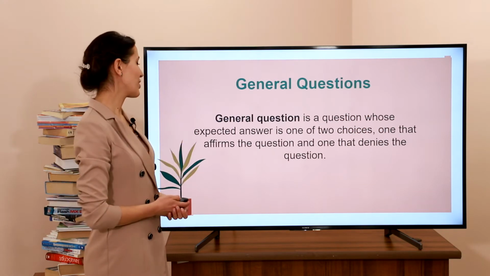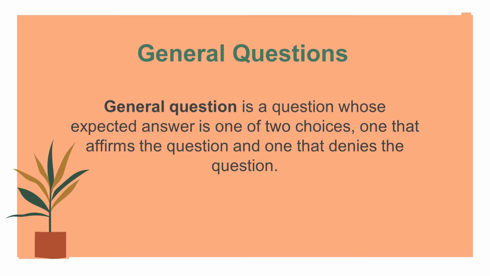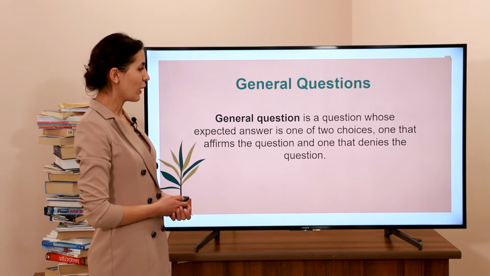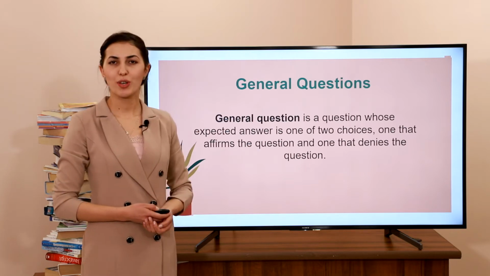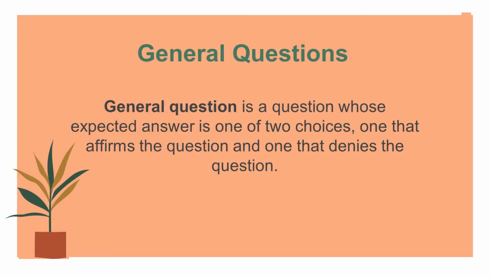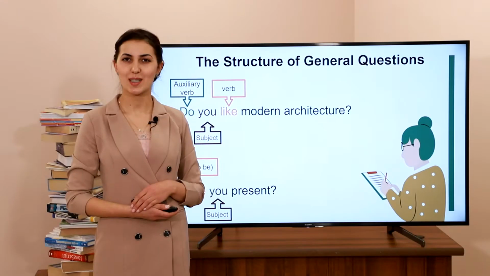So, the general questions. This is a question whose expected answer is one of two choices: one that affirms the question, and one that denies the question. Very often, we call these sentences yes or no questions, because the answer should be either yes or no. Now let's have a look at some examples.